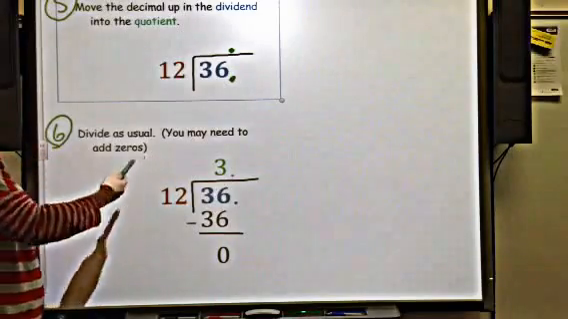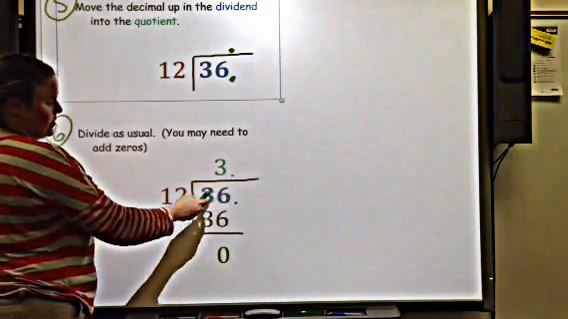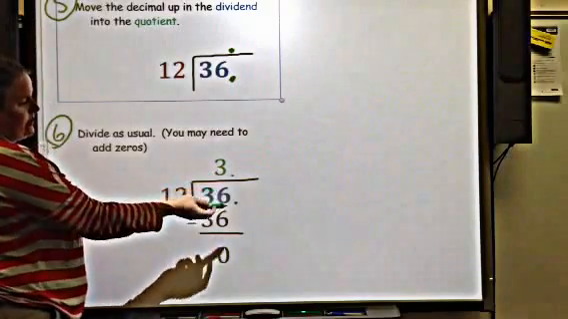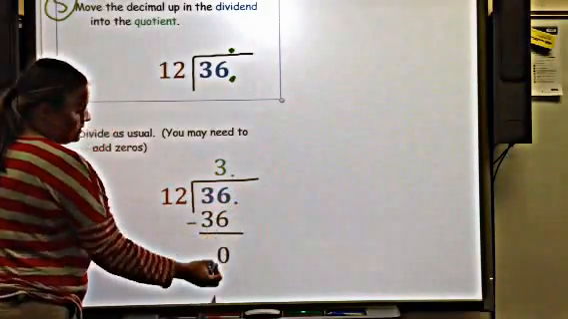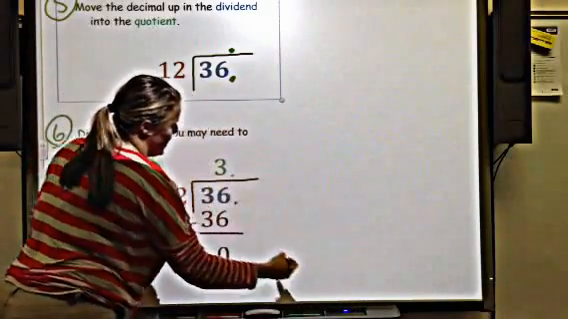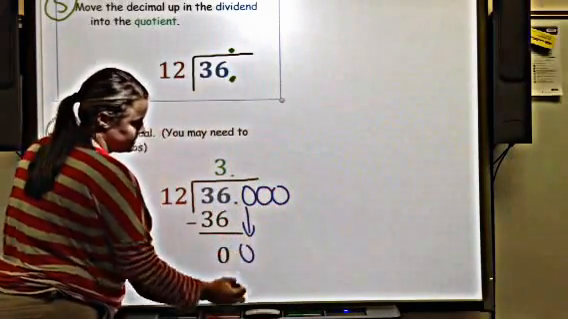Step six is divide as usual. You may need to add zeros. So when I'm dividing 36 divided by 12, I get 3. And I have none left over. However, if I had a remainder, I could have added more zeros to continue the process.